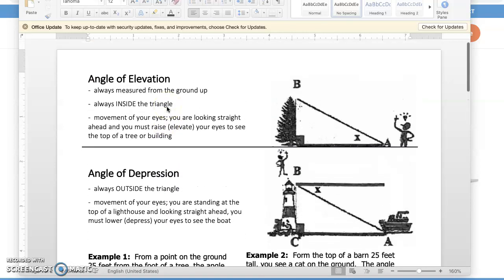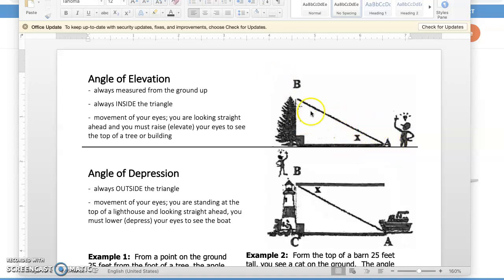This is a lesson on using trigonometric ratios in relationship to word problems. We are going to be learning about two different types of word problems, one involving angles of elevation and one of depression.